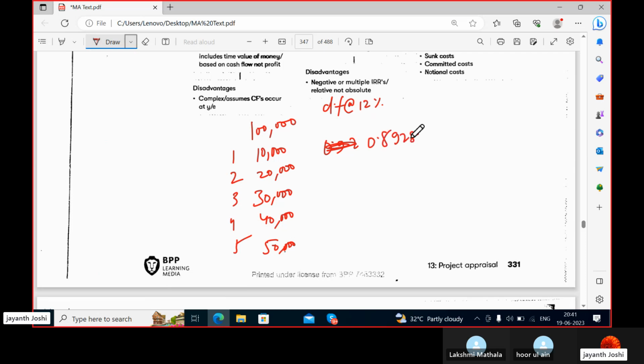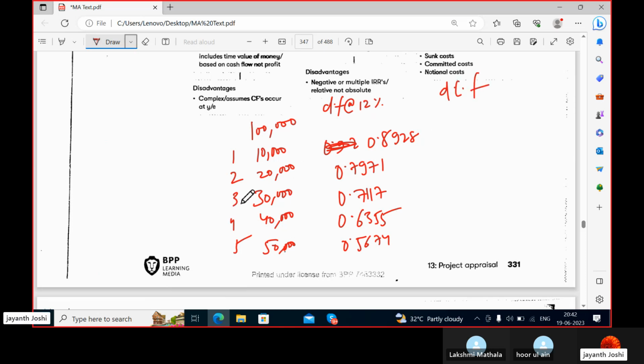0.8928, 0.7971, 0.7117, 0.6355, 0.5674, and let's multiply, find out the discounted cash flows.